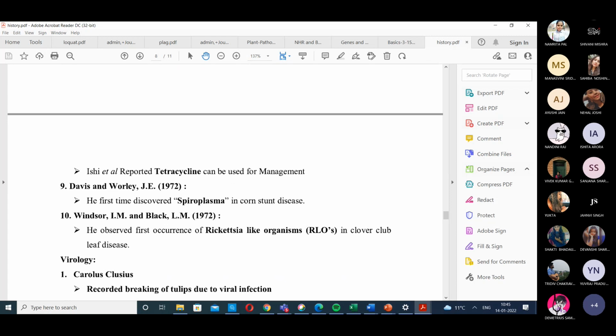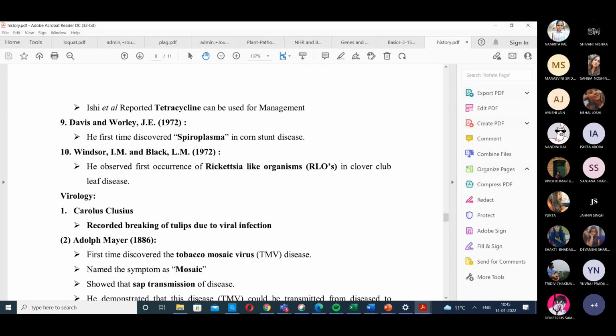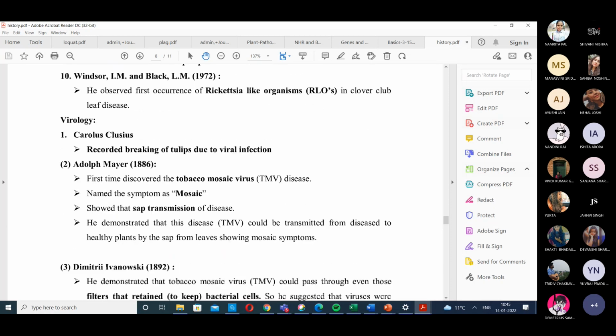Then Davies and Worley were the first to discover spiroplasma in citrus stubborn disease. And then Windsor and Black, they observed occurrence of Rickettsia-like organisms in clover leaf disease, right? So this was all about bacteriology.